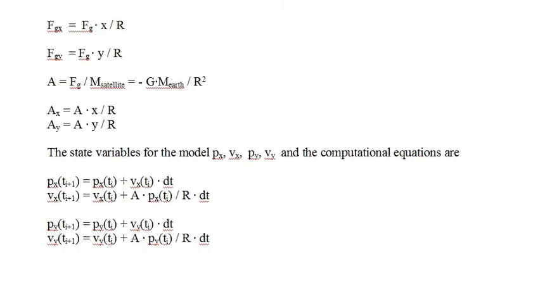The x position at time t_i plus 1 equals the x position at time t_i plus the x velocity at time t_i times dt. The x velocity at time t_i plus 1 equals the x velocity at time t_i plus the x acceleration at time t_i times dt. And the x acceleration at time t_i is the total acceleration times the x position at time t_i divided by r, also evaluated at time t_i. And similarly for the y component of position and the y component of velocity.